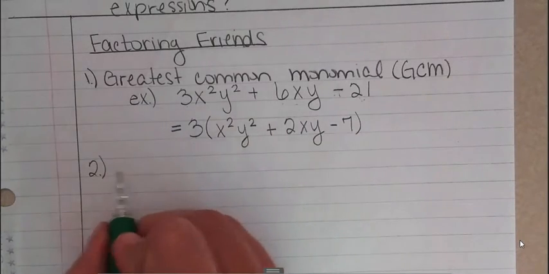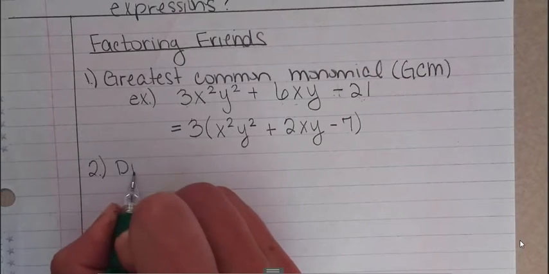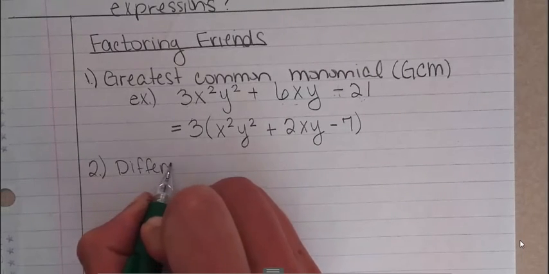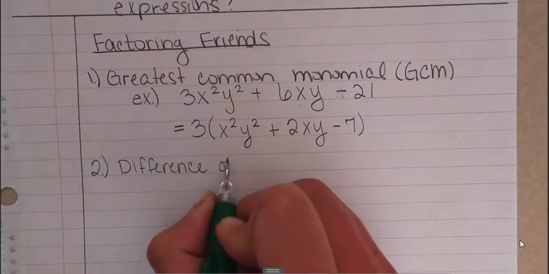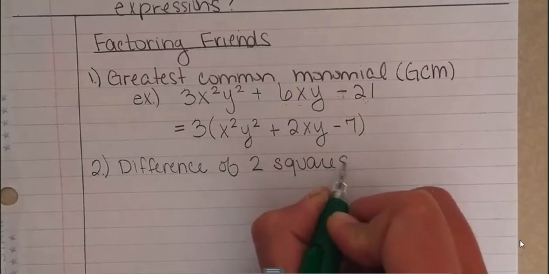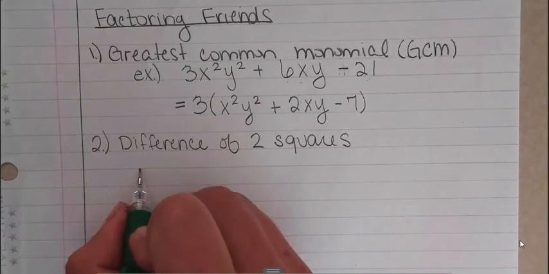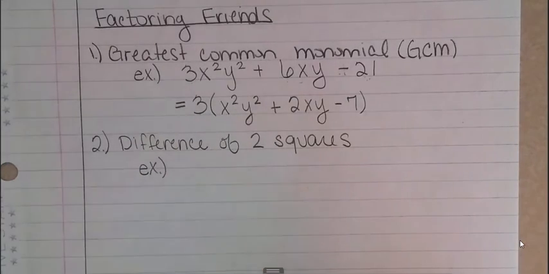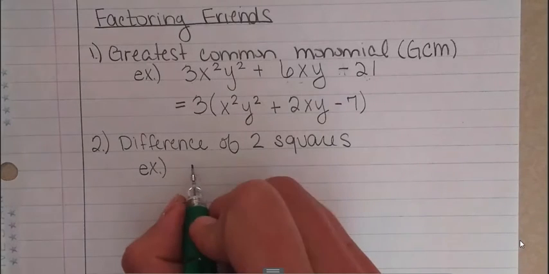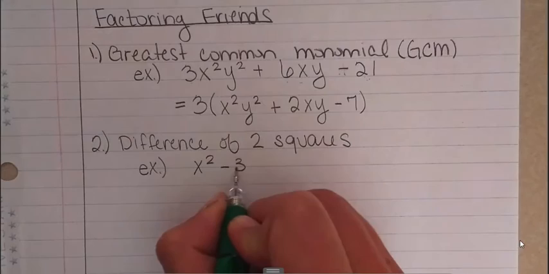The next friend, now these are special product patterns. So the next friend is called a difference of 2 squares. Okay, so an example of this, you would see something that looks like this. For example, x squared minus 36.